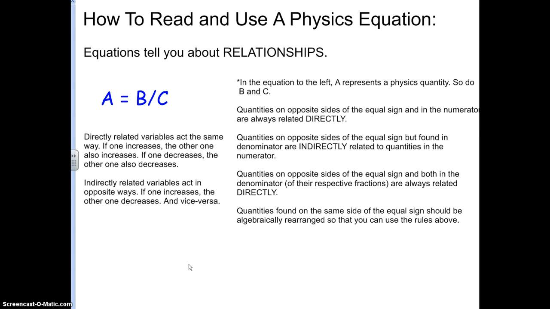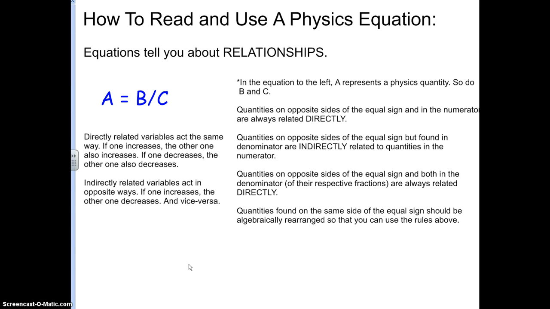Pretty much, when I look at an equation, and I just put a fake one here, A equals B over C. If I said to you, hey, how are A and B related? Well, they're actually directly related, and I can tell right away just by looking at the equation because they're on opposite sides of an equal sign, and they're both found in the numerator of the respective fractions that they're in.